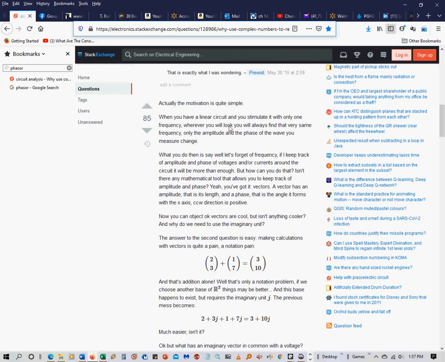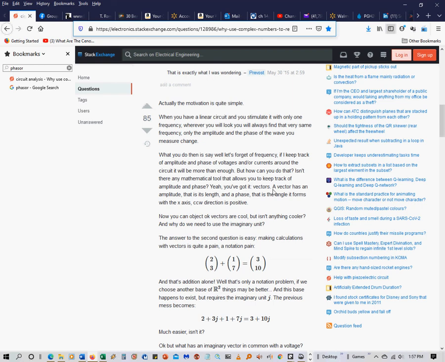So when you have a linear circuit and stimulate it with only one frequency, remember this is singular frequencies. This isn't multiple frequencies. That omega or f is not going to change. Wherever you look, you always find the very same frequency. Only the amplitude and phase of the wave you measure change. What you do then is say, well, let's forget frequency. If you keep track of the amplitude and phase of the voltages or currents around the circuit, it will be more than enough. How do you do that?